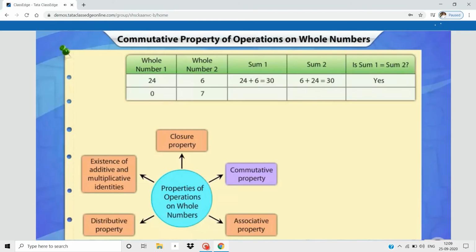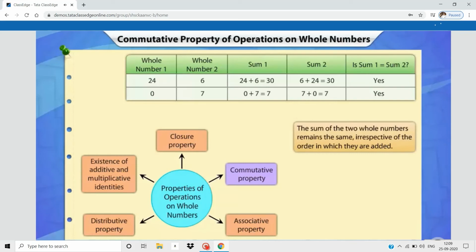Similarly, for the whole numbers 0 and 7, 0 plus 7 is 7 and 7 plus 0 is also 7. So, do you think we can draw some conclusion about the order of adding two whole numbers? Yes, we can conclude that the sum of the two whole numbers remains the same, irrespective of the order in which they are added.